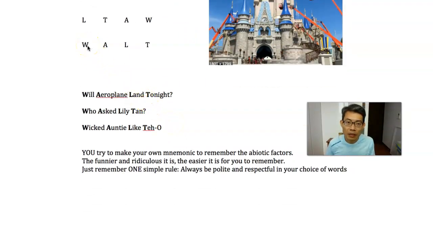What does WALT maybe mean? Will aeroplane land tonight? It can mean, who asked Lily Tan? It can mean, wicked auntie like Day-O. Now, the more ridiculous, the more crazy it sounds, the easier it is for you to remember. And the best mnemonics are not those from Mr. Long. The best ones for you are those that you come up with. So in the activity below, I'd like you to come up with your own mnemonic and share it. I just have one rule for you, which is always be polite and always be respectful in your choice of words.